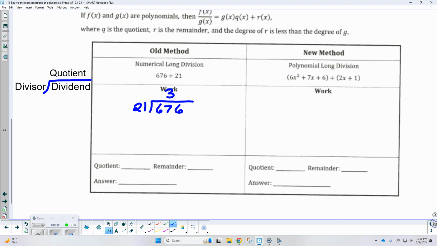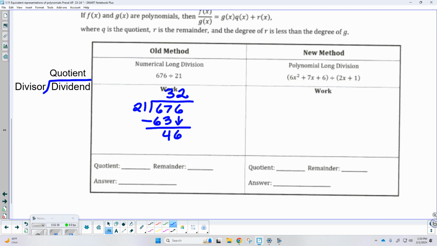3 times 21 is going to be 63. After you multiply, you subtract. Okay, so 67 minus 63, that's going to give me 4. And how would I continue? There you go. We're going to take the next digit, pull it down, and then start the process all over again. So how many times will 21 go into 46? Only twice. So I'm going to put a 2 up here.